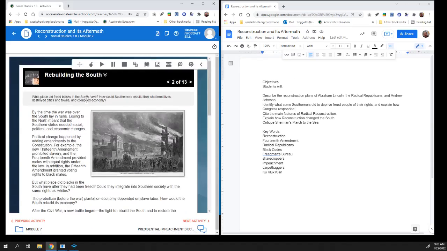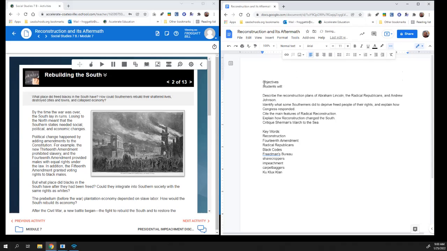So there's a lot of stuff here. This is your textbook. Think of this as a textbook. Every page has a ton of information on it and good stuff. It's good things to know, all right? So as we go through here, we can look for some of the objectives: describe the Reconstruction plans of Abraham Lincoln, okay? So now we're on page 2.